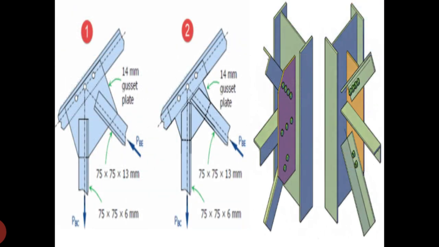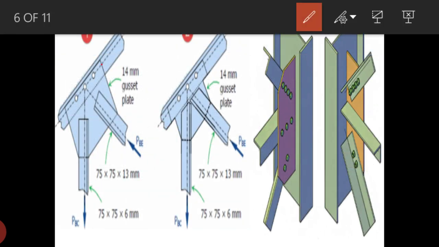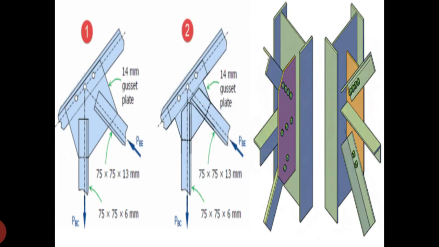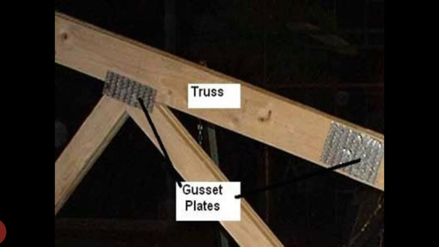See the gusset plate here. You can see the gusset plate here. It is provided where the members are coming and joining at this point. This is also a gusset plate. This is also a gusset plate. Next, look at this truss. The gusset plates are provided here.